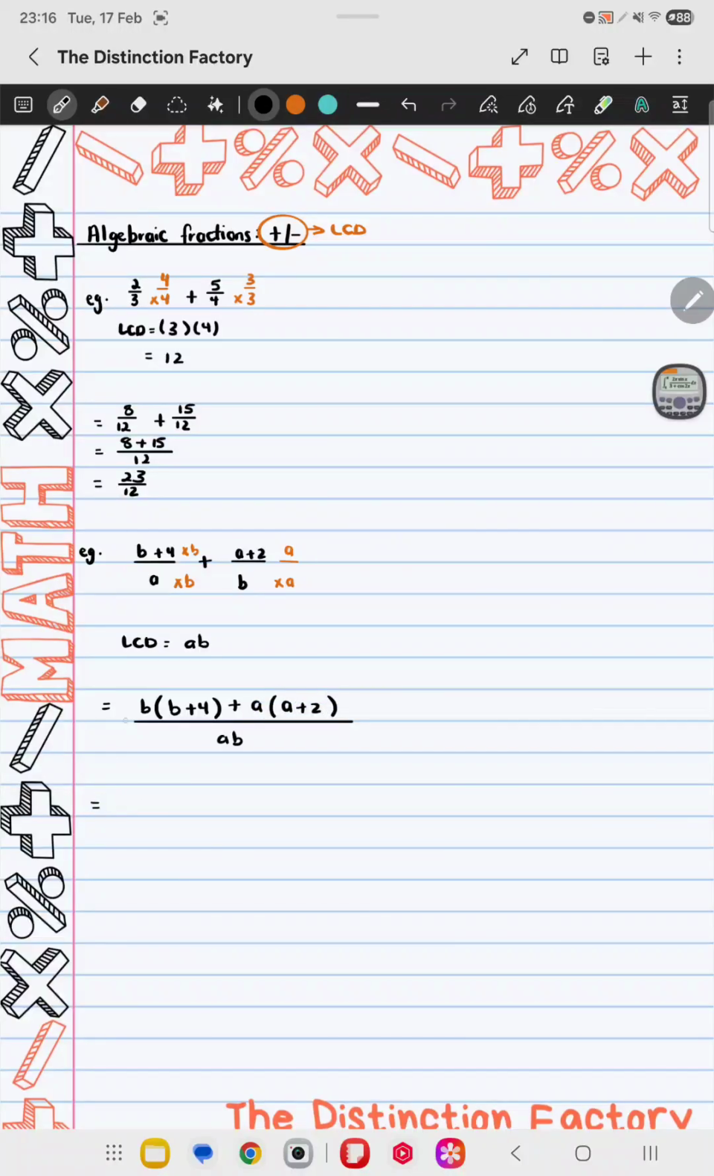And then from here, we just have to get rid of our brackets. So I'll take the B and distribute it in there to give me B squared plus 4B. And then I'll take the A and distribute it into here to give me A squared plus 2A. And this is all over my LCD, which is AB. And we can keep our fraction like this because there are no like terms in order for us to add them up. So that will be our final answer.